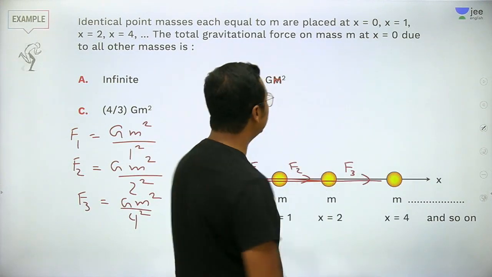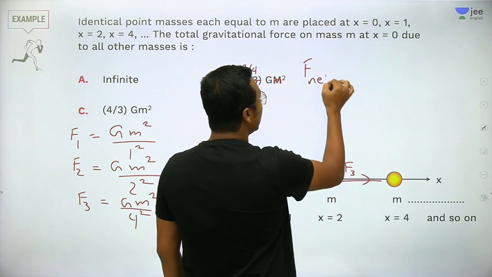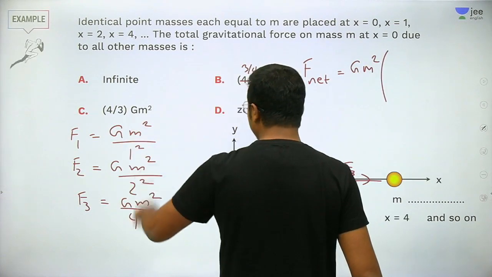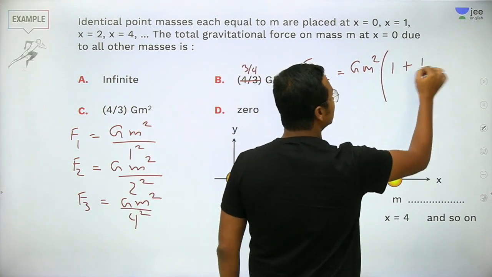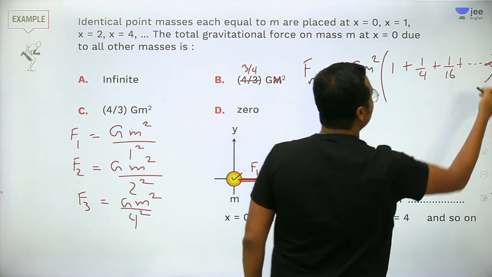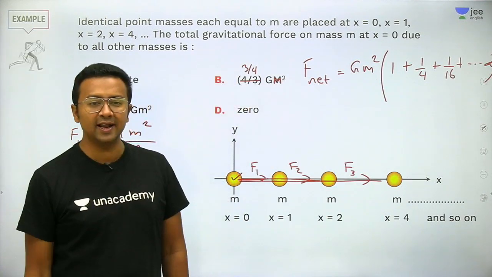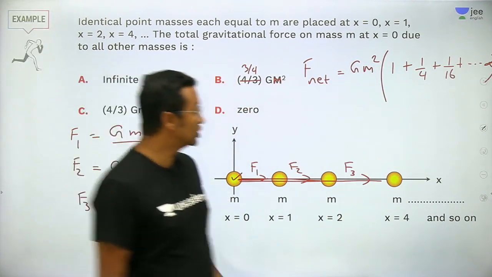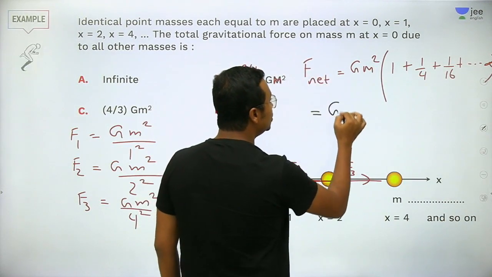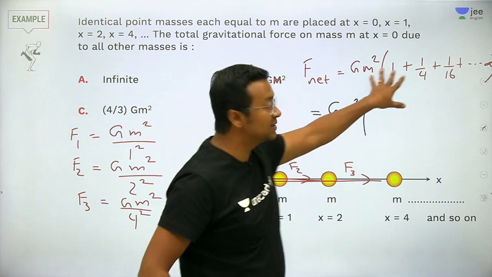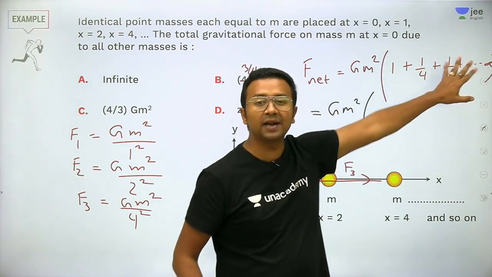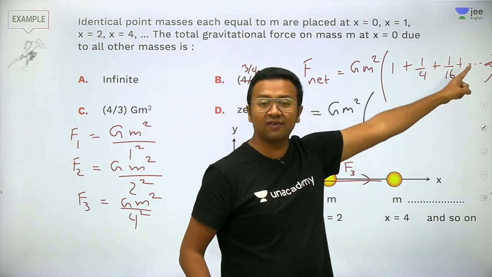If you add up all of them, your F net will be Gm squared, which will be common in all of them, and you will have 1 plus 1 by 4 plus 1 by 16 and so on till infinity. So what will be the net force? Let me change the color here. So the net force will be Gm squared. Now try to see this. This is a sum of an infinite GP, geometric progression.